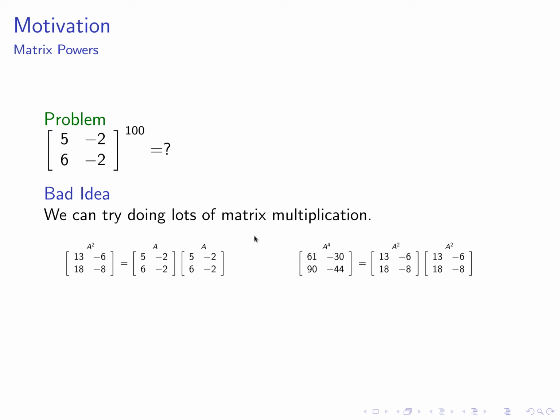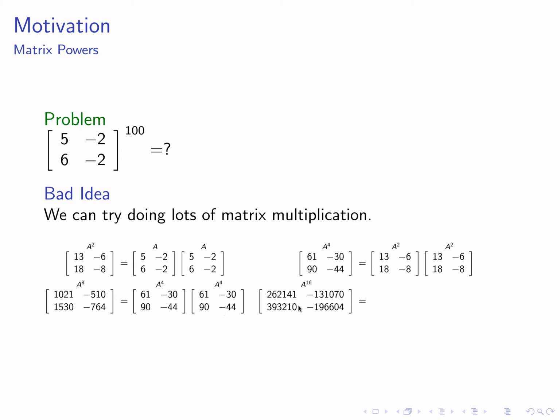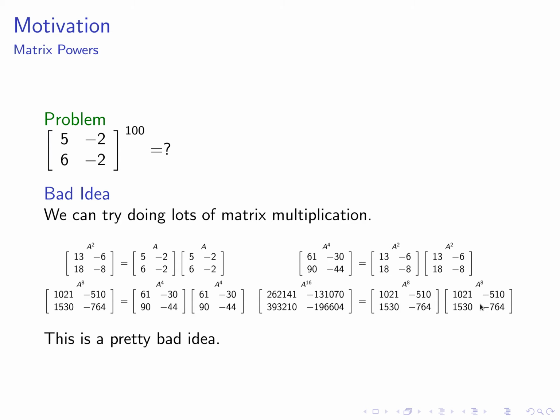Then maybe we can calculate A to the 4th by taking our result for A squared and multiplying it by itself. So A squared times A squared is equal to A to the 4th. We're a little bit closer to A to the 100. Then maybe we can calculate A to the 8th by multiplying A to the 4th by A to the 4th. Then we can find A to the 16th by multiplying A to the 8th by A to the 8th. You can imagine running through this process over and over until eventually we reach A to the 100. The problem is, this is a fairly bad idea because it requires us to do a lot of work on our own.